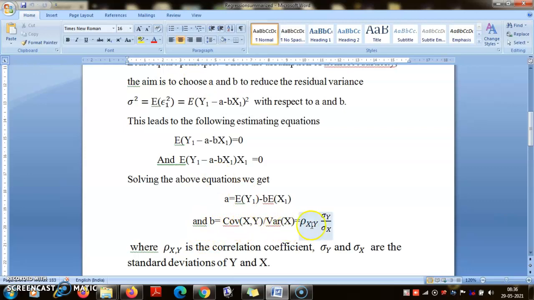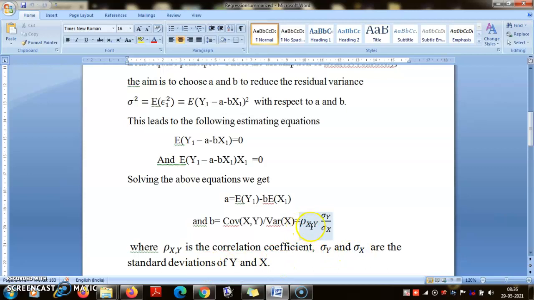Now if you remember the formula for correlation coefficient, rho xy is covariance divided by standard deviation of x into standard deviation of y. So covariance is rho xy into standard deviation of x into standard deviation of y, but in the denominator you have variance of x. So the ratio finally becomes the correlation coefficient into sigma y by sigma x. So sigma x and sigma y are the respective standard deviations.